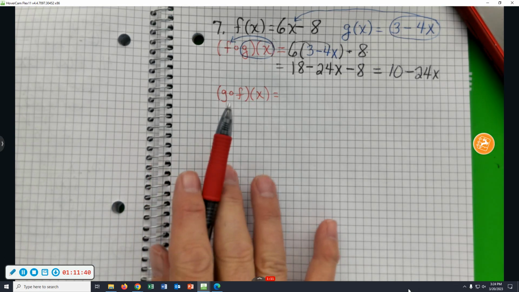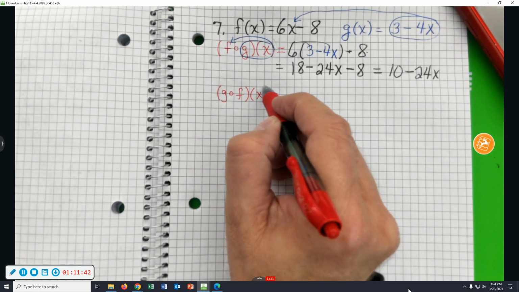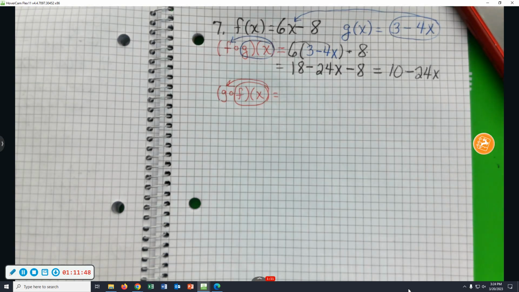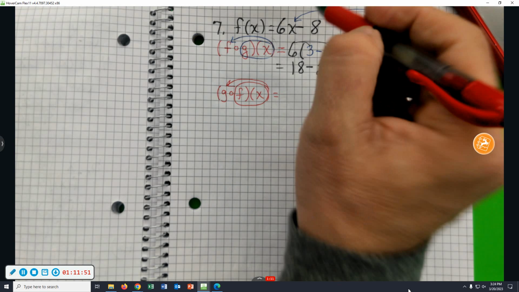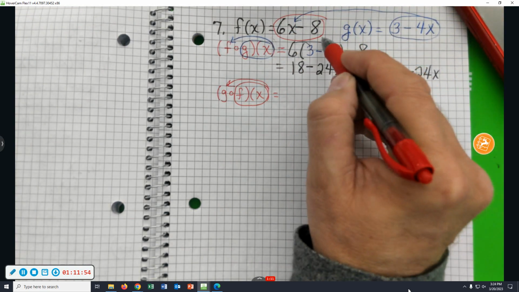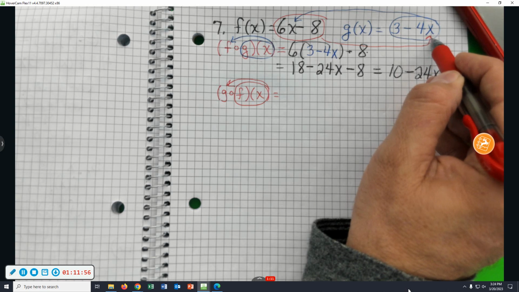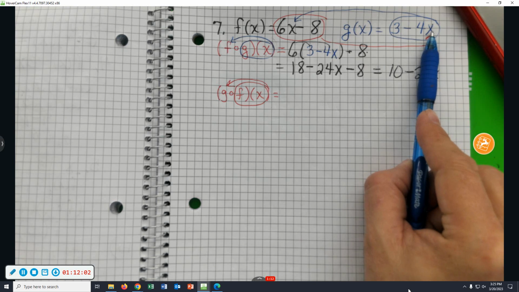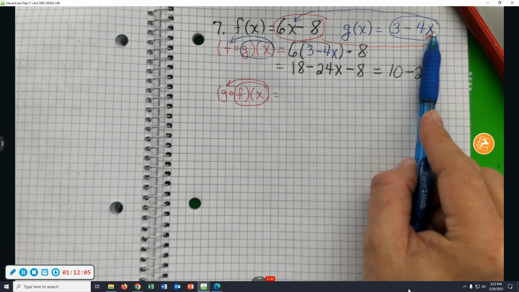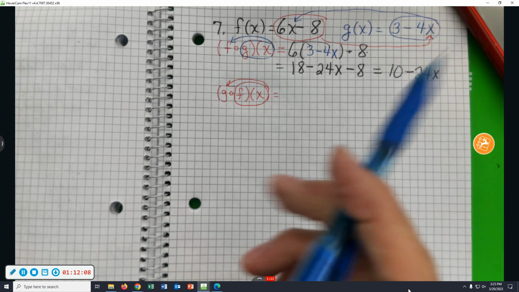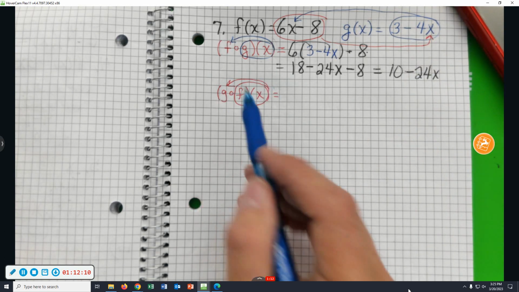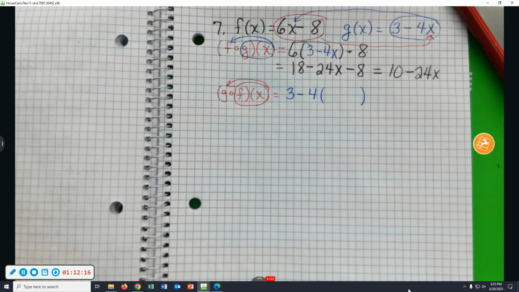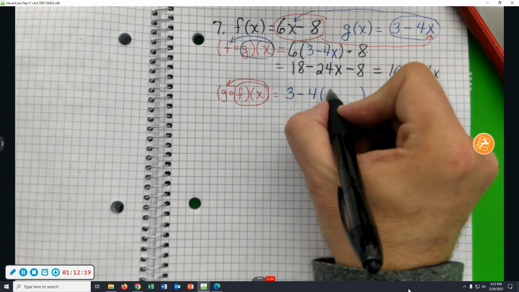It's going to get a little messy now. On this one, we're going to take f and plug it into g. Plug f into g. So take this stuff, plug it into the function g. In place of that blue x, what am I going to put there? The black 6x minus 8. I'm plugging f of x into g. 3 minus 4, and in place of that blue x, I'll write 6x minus 8.